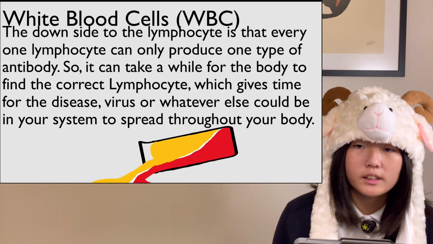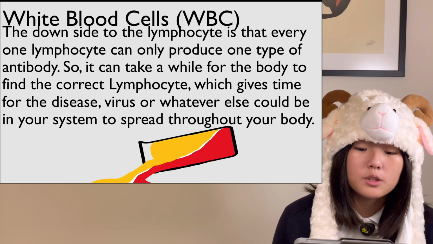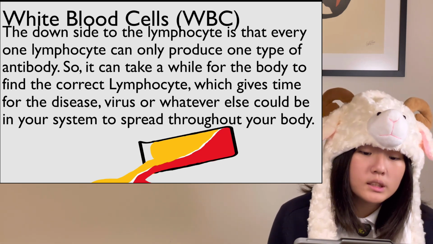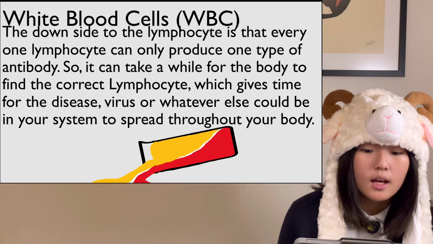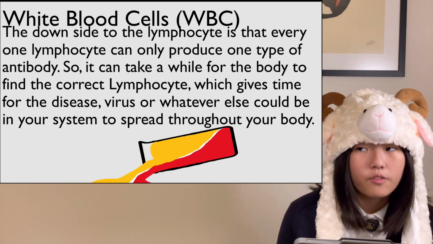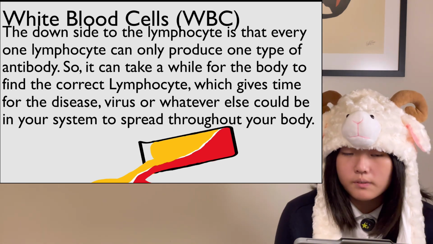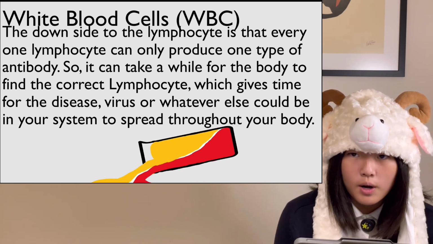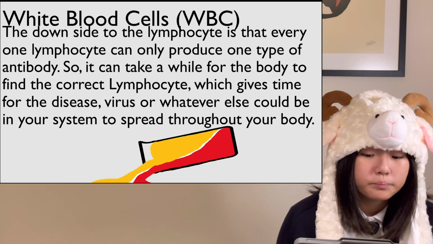The downside to the lymphocytes is that every one lymphocyte can only produce one type of antibody. Some may have the same one, some may not. So it can take a while for the body to find the correct lymphocyte for that exact virus, disease, or bacteria or whatever, which gives time for the disease, virus, or whatever else could be in your body to spread throughout your body. This is why you're not instantly cured.